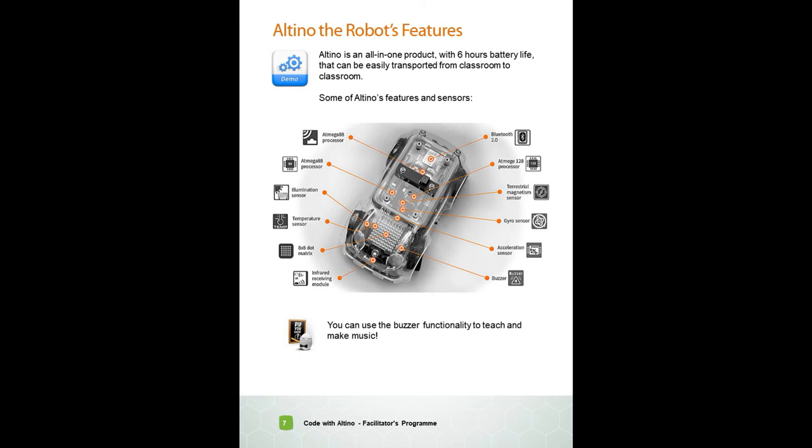Altino is an all-in-one product. It has 6 hours battery life, although it really does go up to 8 hours if you haven't used any of the sensors throughout the day. And it can be easily transported from classroom to classroom. Unlike other robots that have a lot of appendages that need to be dragged around, it's really easy. Altino is compact. So let's have a look at some of its features and sensors.